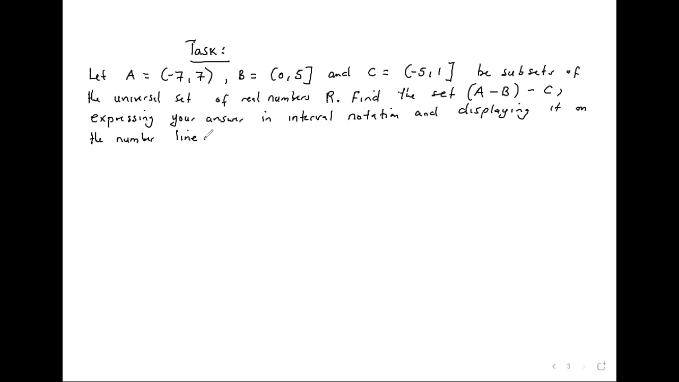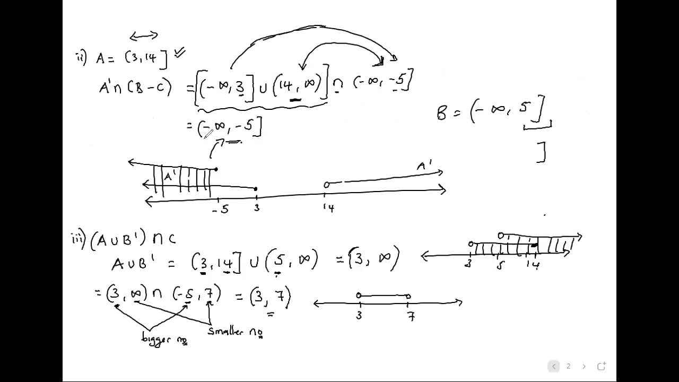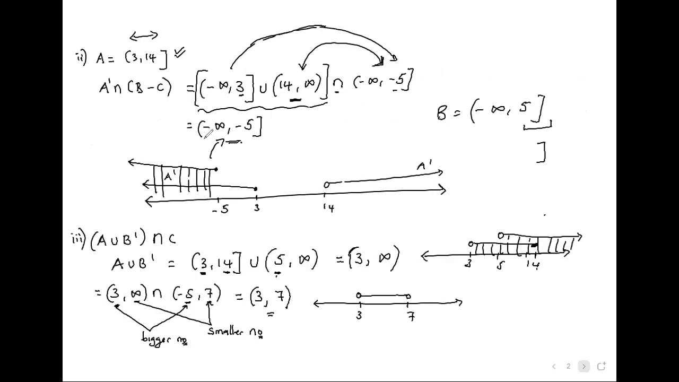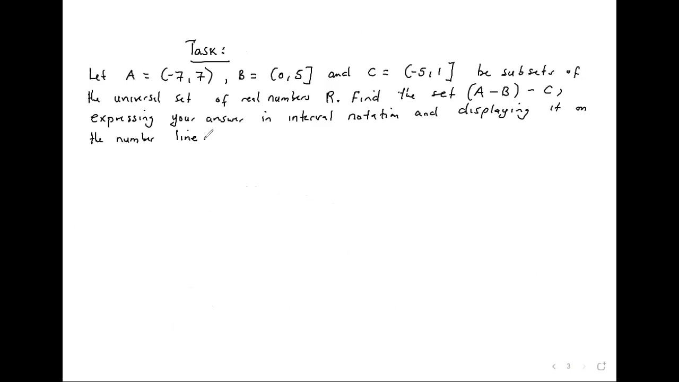It's a very minor task. That's just a simple set. A direct application of what we are doing here. So we had A, B, C, set of real numbers as the universal set. Here we have same things. We have A, B, C, subsets of the universal set of real numbers.